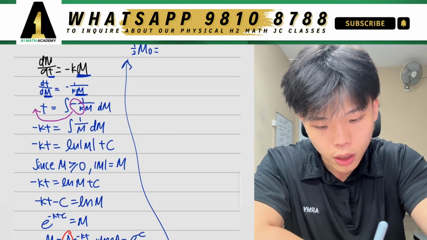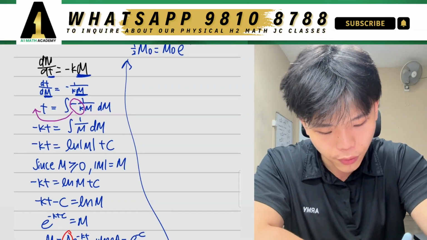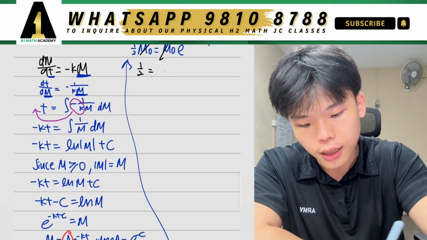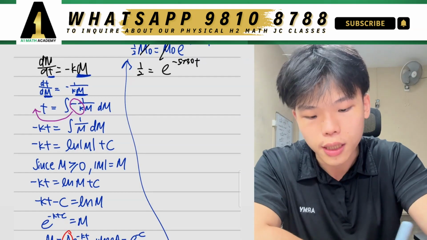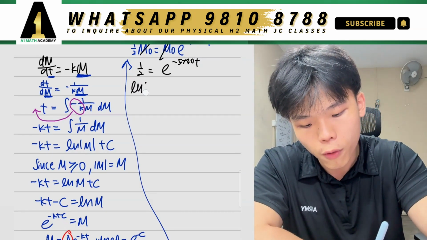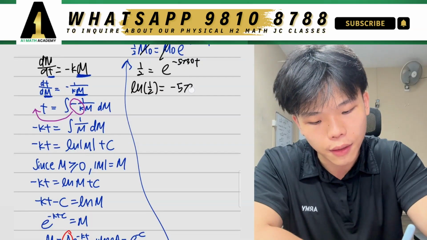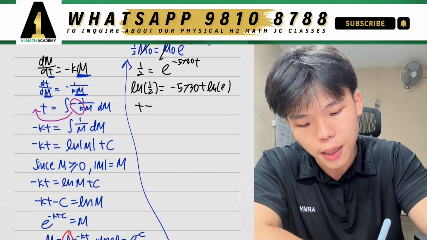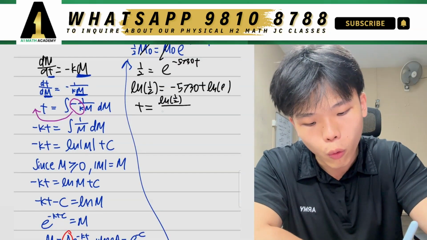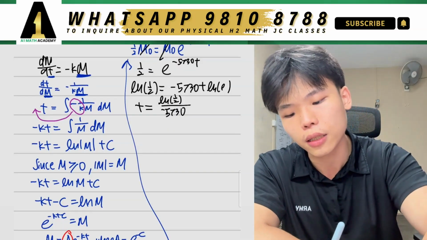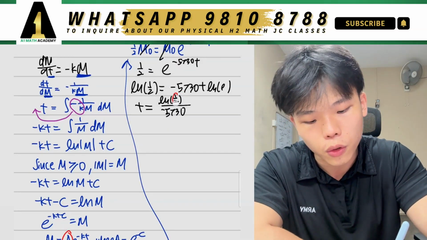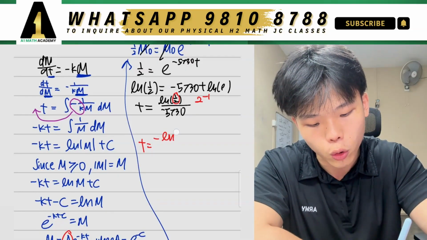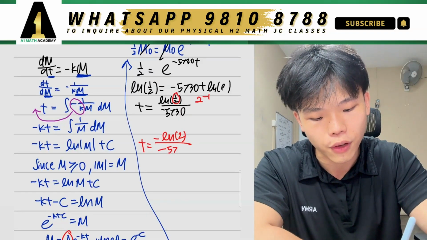So half m0 is m0 e to the minus 5730k. I can then proceed to strike this out. I have half is e to the minus 5730k. If I ln both sides, ln half is minus 5730k ln e, which is just 1. And we know that k can be written as ln half over minus 5730. But just take note that we can further simplify this even more, because this over here can be written as 2 to the power of negative 1, of which we can then bring the negative forward as a coefficient to get minus ln 2 over minus 5730.